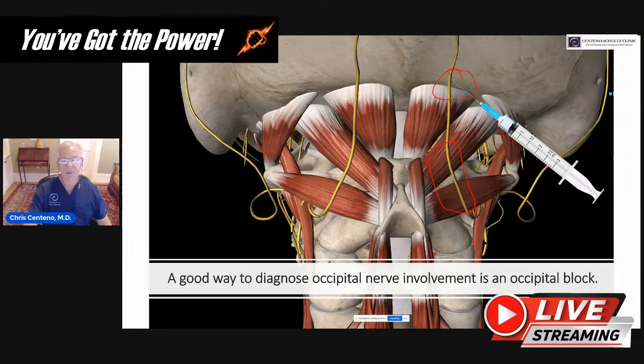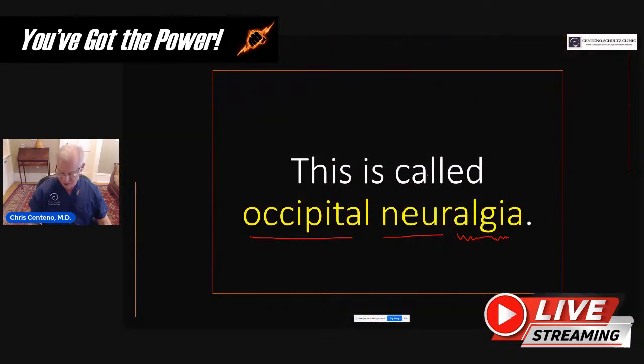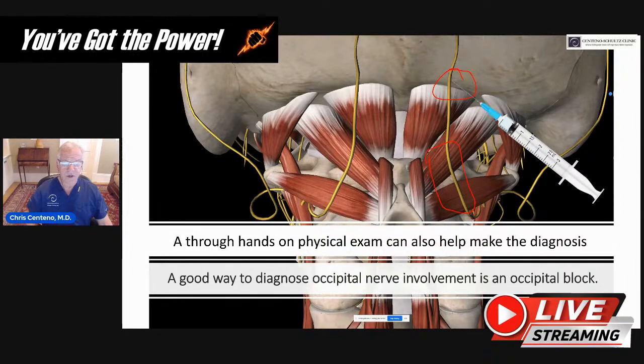Now, you can do an occipital block, which means numbing this area to see if the headaches go away. You can also do a thorough hands-on physical exam, and that can help make the diagnosis. So for instance, on physical exam, I can press right here to see if that causes the pain in the head. Or going the other direction, I can inject some numbing medicine and see if the pain goes away. So either or, one might be suggestive on the physical exam, the other would be confirmatory.